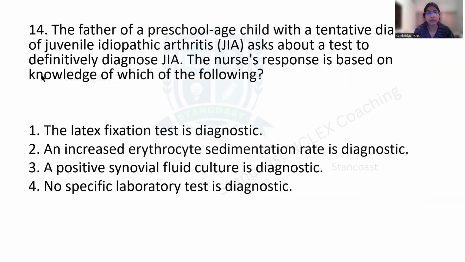A father of a preschool age child with a tentative diagnosis of juvenile idiopathic arthritis. So tentative means the diagnosis is not definitive, it is not confirmed, and it is only guessed. Now the father of a preschool age child asked about the test to definitely diagnose JIA.